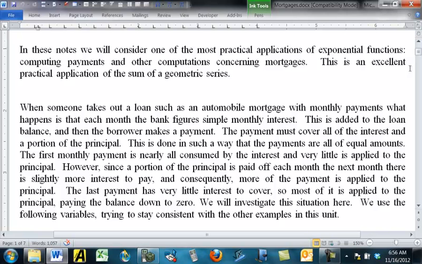Now, the way this works out is nearly all of your first payment is interest and just a little bit is principal. And the next one, you've got a little smaller balance, so there's less interest, but your payment's the same, so you still pay all the interest, but a little bit more of the principal, and so forth. And by the time you get to your last payment, there's very little interest, and it's almost all just the principal, just paying off what you actually originally borrowed.